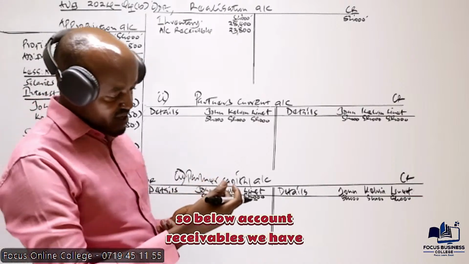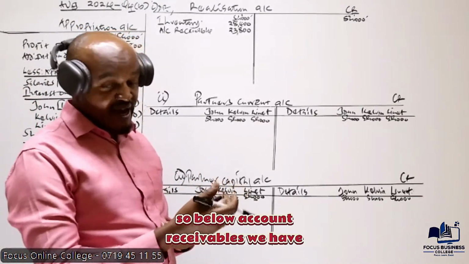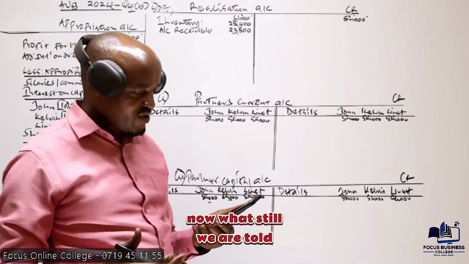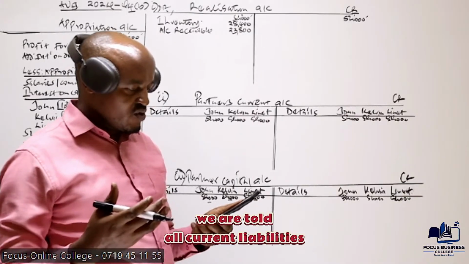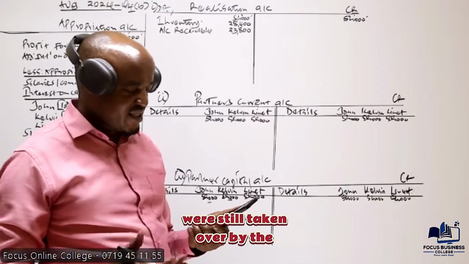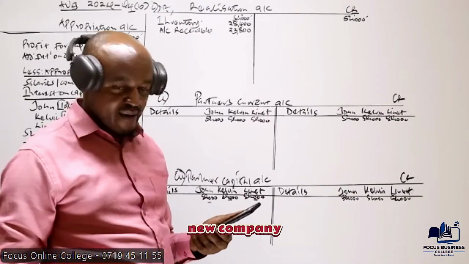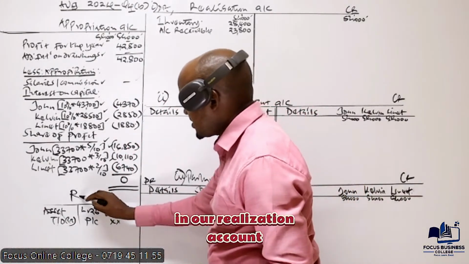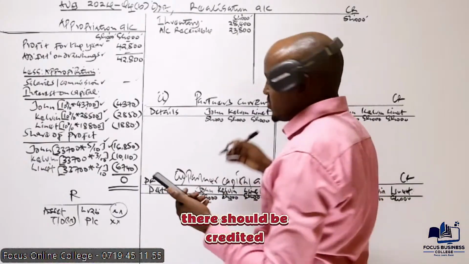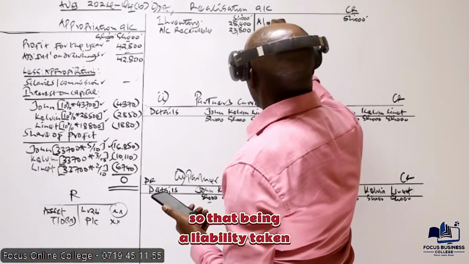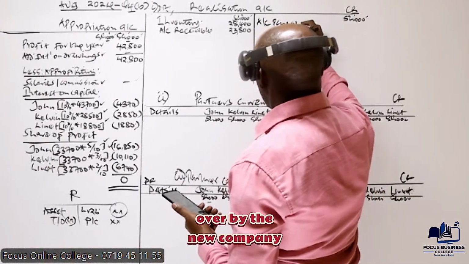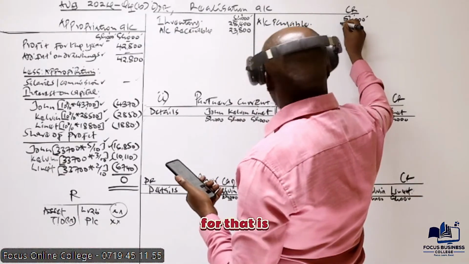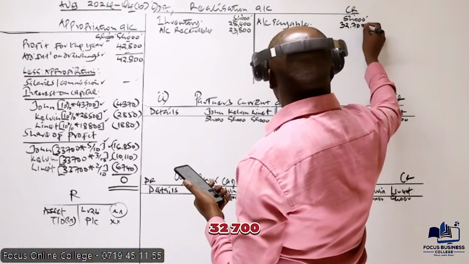So, below account receivables, we have accounts payable. Accounts payable is a liability. Now, what are we told in note number 4? We are told all current liabilities were taken over by the new company. So the liabilities which are taken over by the new company, in our realization account they should be credited. So that being a liability taken over by the new company, we credit it here. The carrying amount for that is 32,700.